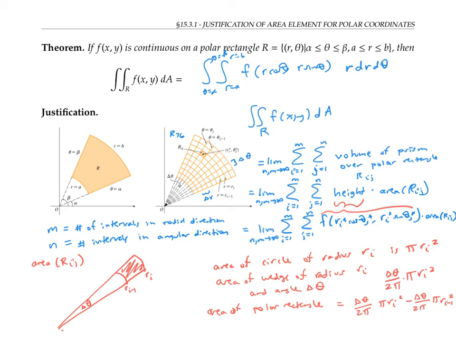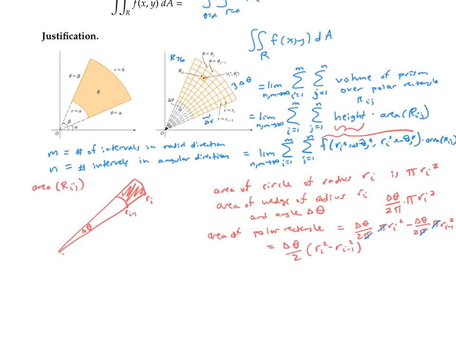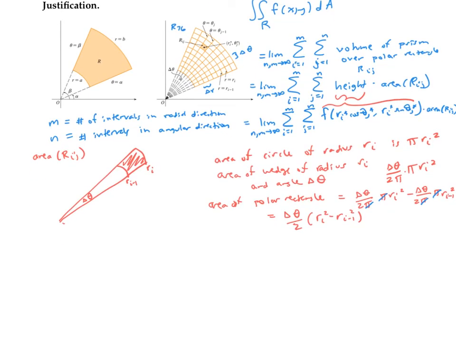Now I'm going to simplify this by canceling out some pi's and factoring out a delta theta over 2. Now I'm going to rewrite some more by factoring out my difference of squares. Let me rearrange things a bit. Now notice that this quantity, this difference of radii, is just my delta r. I'll carry down my delta theta. And finally, this quantity here is the midpoint between r_i and r_(i-1). So I can think of this midpoint as my sample point, r_i star.